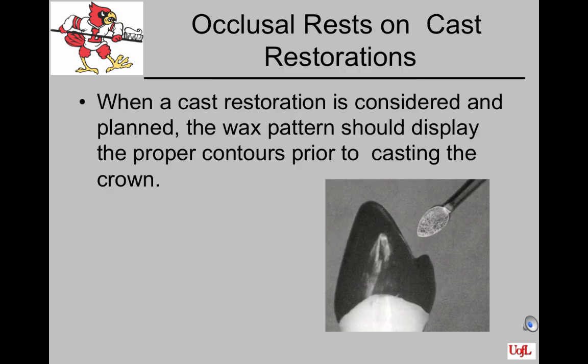When a cast restoration is considered and planned, the wax pattern should display the proper contours prior to casting the crown. When I order a porcelain fused to metal crown on a canine, I always ask for a cingulum rest to be placed on that crown. I ask for a rounded chevron shape rest seat to be placed at the junction of the middle and cervical 1/3, and for a positive rest seat to be 1 to 1.5 millimeters in width and exhibit a less than 90-degree angle to the positive seat.